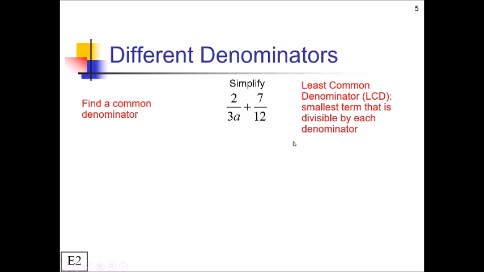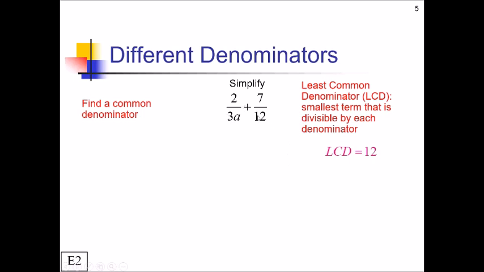So what I like to do is a little trick here. I like to start with the numbers first, 3 and 12. And I ask myself, what's the smallest thing that those go into? I'm going to start with the larger of the two, 12. Is 12 divisible by itself? Of course it is. Is 12 also divisible by 3? It is in this case. That means that 12 then is the LCD between 12 and 3.